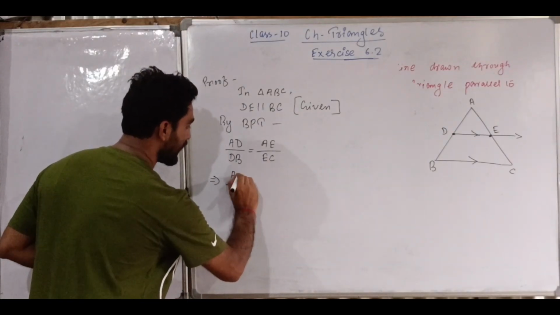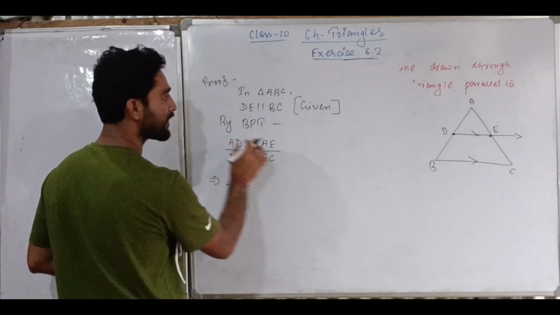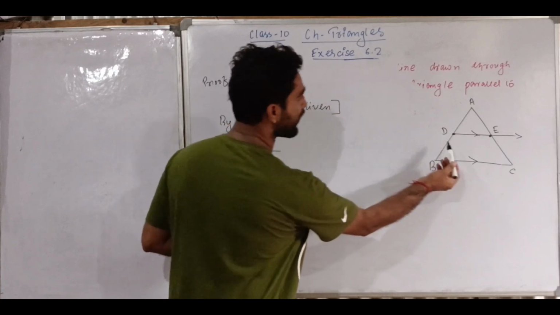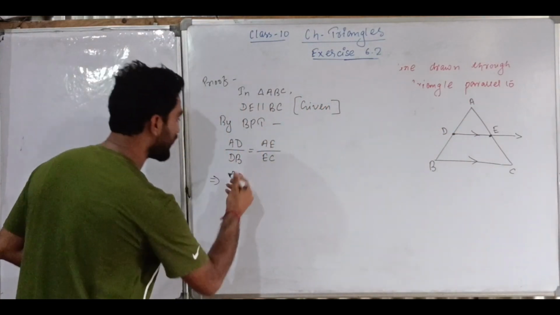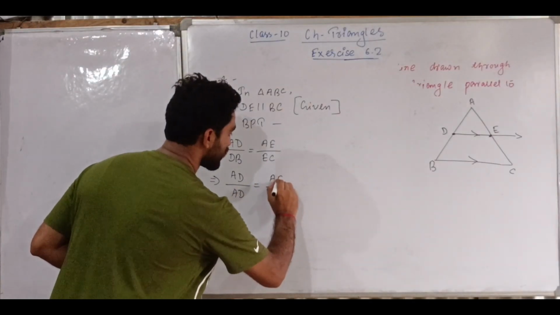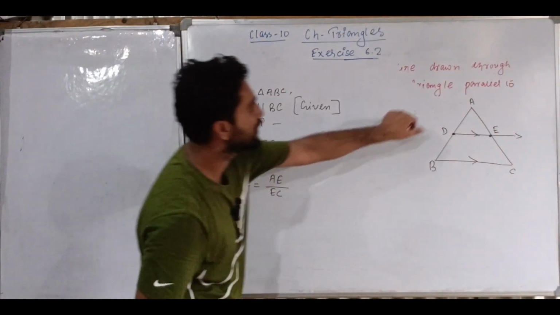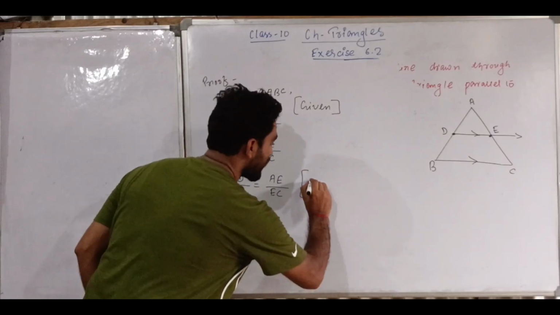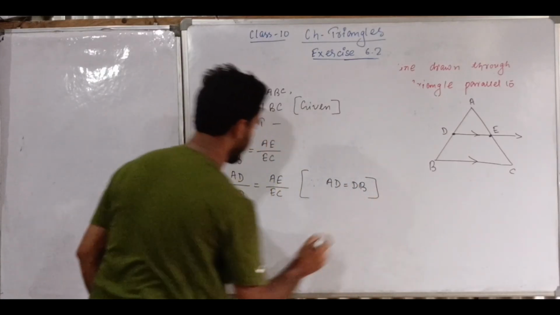Now in place of DB, I can write AD, because this AD and DB are the same. See, already in the question it is given that D is the midpoint and AD is equal to DB. So in place of DB, I can write AD again. So AE divided by EC. Why can I write AD in place of DB? Because D is the midpoint. So the AD distance and the DB distance are the same. So we can write the reason, since AD is equal to DB.